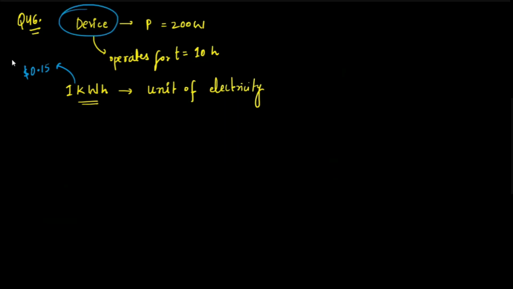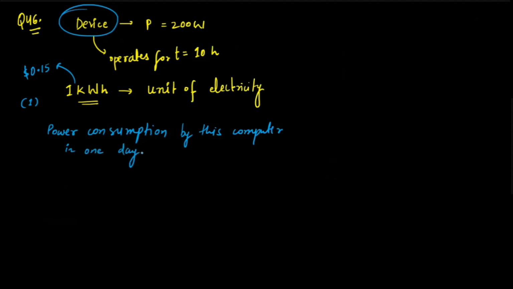How can we calculate the cost? First of all, we have to understand how much power it is going to consume each day. So first we're going to calculate the power consumption by this computer in 1 day. Whatever power consumption we get for 1 day, we simply multiply by 365 days. And we'll calculate the power consumption in this particular unit only, that is kilowatt hour.